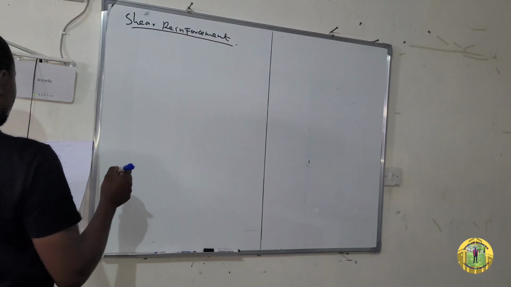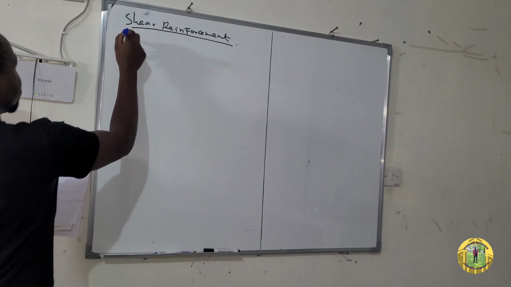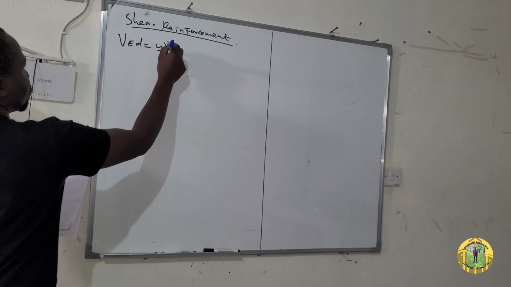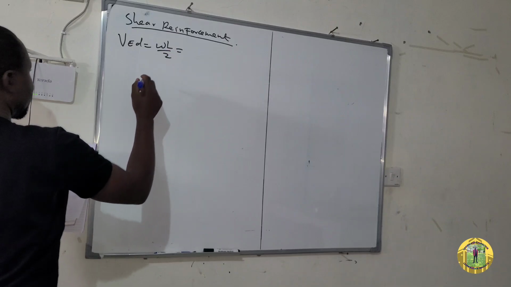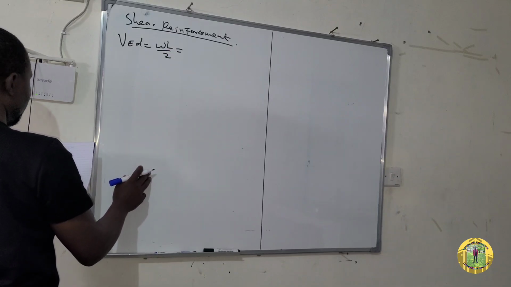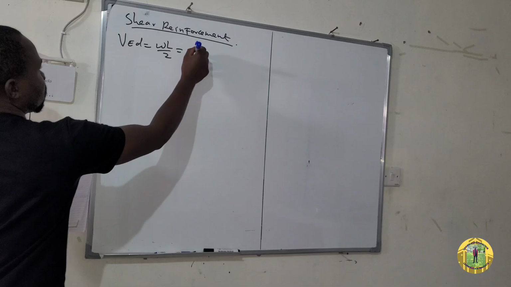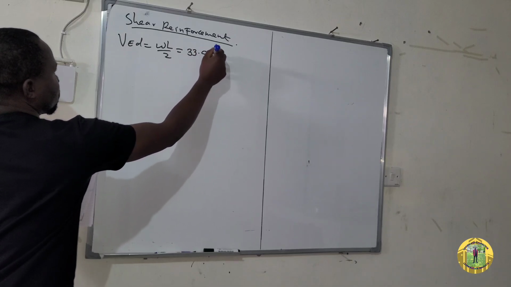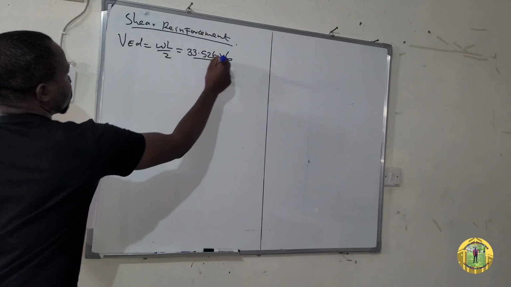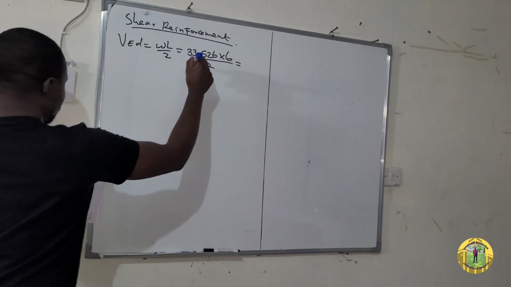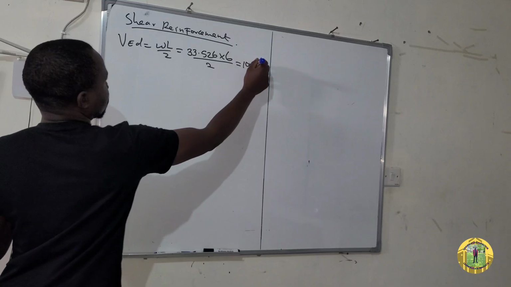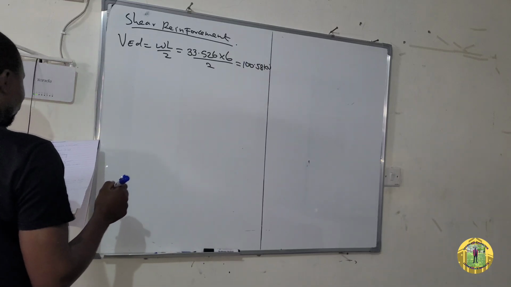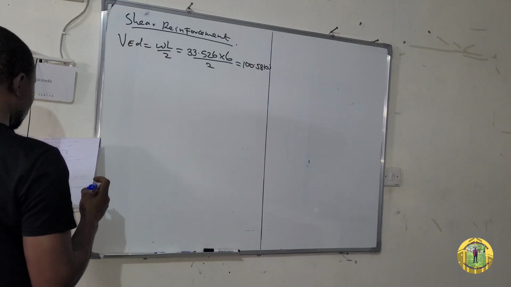So for shear reinforcement, we'll first calculate VED. So this one is given by this formula, WL/2. So our W is the ultimate loading on the beam, which is 33.526 times 6/2. So this one is equal to 100.58 kilonewton.